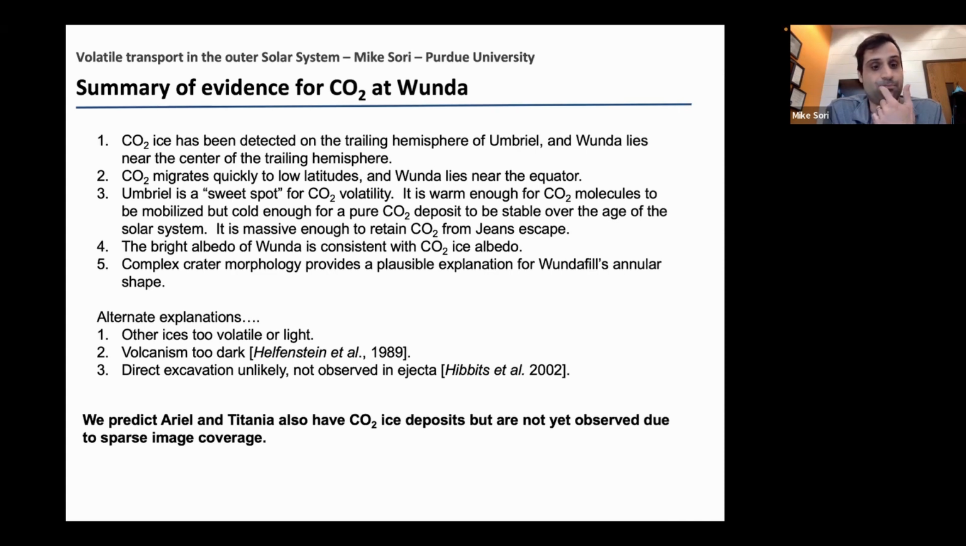So I think the good prediction for future work will be a spacecraft mission looking for these things on Ariel and Titania, specifically our predictions. Miranda, we wouldn't predict to see this because of the low escape velocity, and depending on what origin mechanism for CO2 you believe, maybe not Oberon as well.